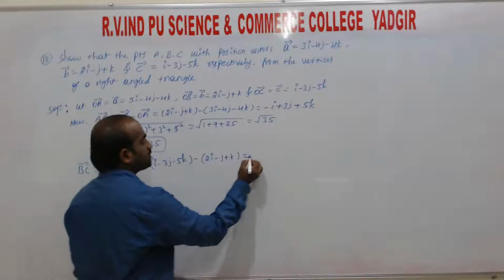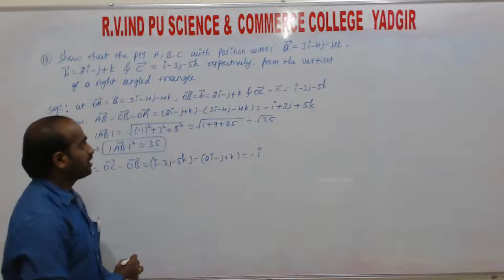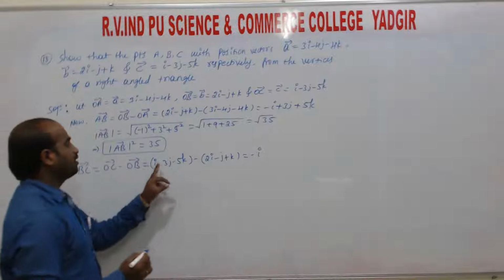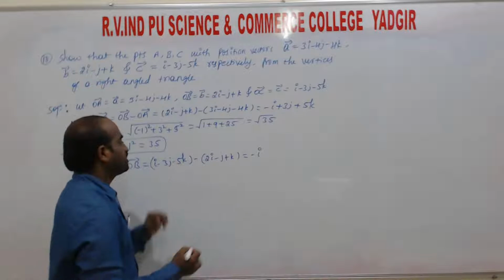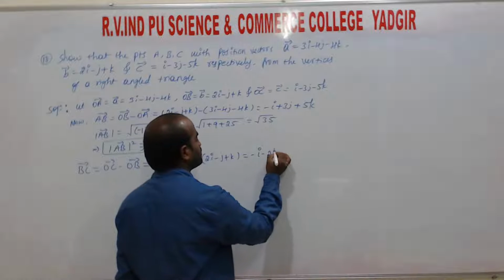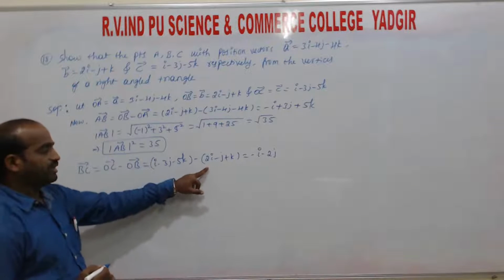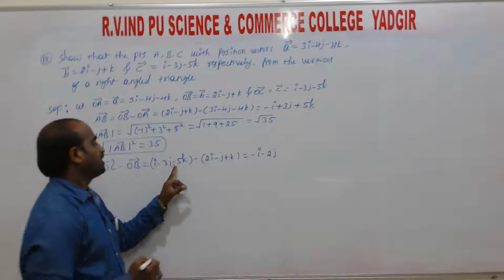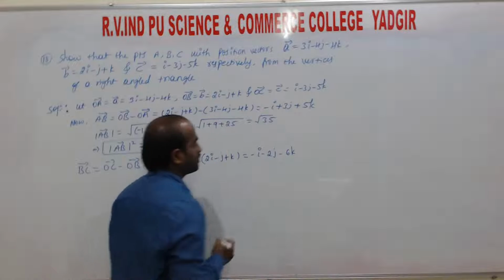Now, minus 2i minus i, minus 3i. Then minus 3 minus 2, plus j, so minus 2j. Then OC minus OB: minus 5 minus 2, minus 6k.